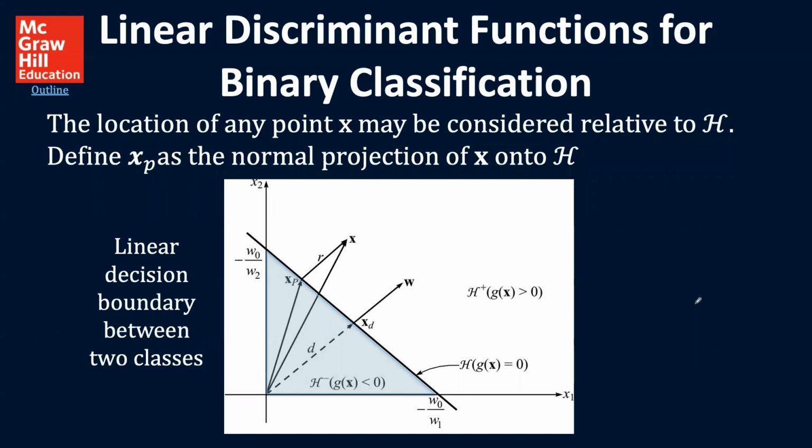So the location of a point x may be considered relative to H. We define xp as the normal projection of x onto H. And so here we have either H plus or H minus. I tried to highlight in blue the H minus here, at least between x1 and x2, this region, to give you a perspective. And here is a projection based on the g of x function that we spoke about.